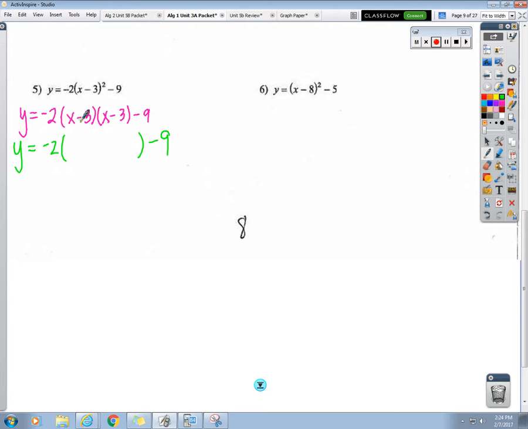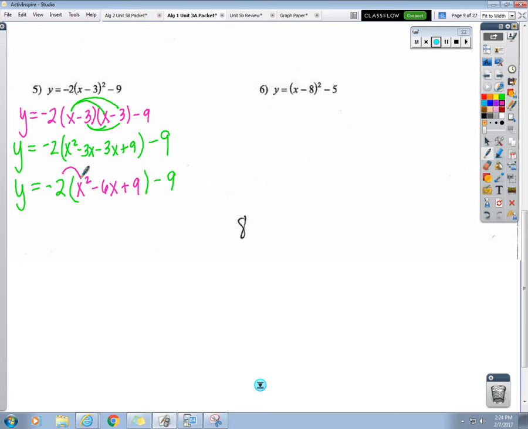Now I'm ready to multiply these together, so I distribute the x to the x, and that's x squared. I distribute the x to the negative 3, that's negative 3x, but then I also have to take care of this negative 3 and distribute it to both of those. So that makes another negative 3x, and negative 3 times negative 3 is positive 9. Now am I ready to go ahead and distribute the negative 2 to everything? No, because I'm still not done simplifying all of this. Can't that be combined to x squared minus 6x plus 9?